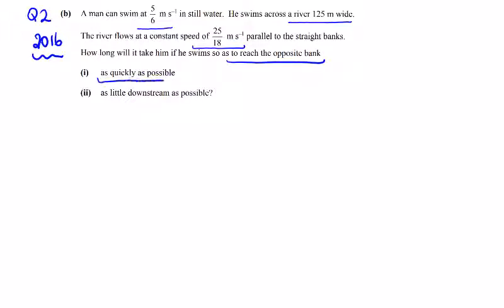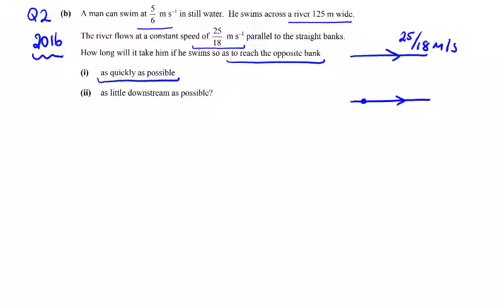First part here as quickly as possible. So we've two banks. I'll consider this the far bank. The river is flowing at 25/18. The man starts over here, let's say at this point here, and he wants to go as quickly as possible.